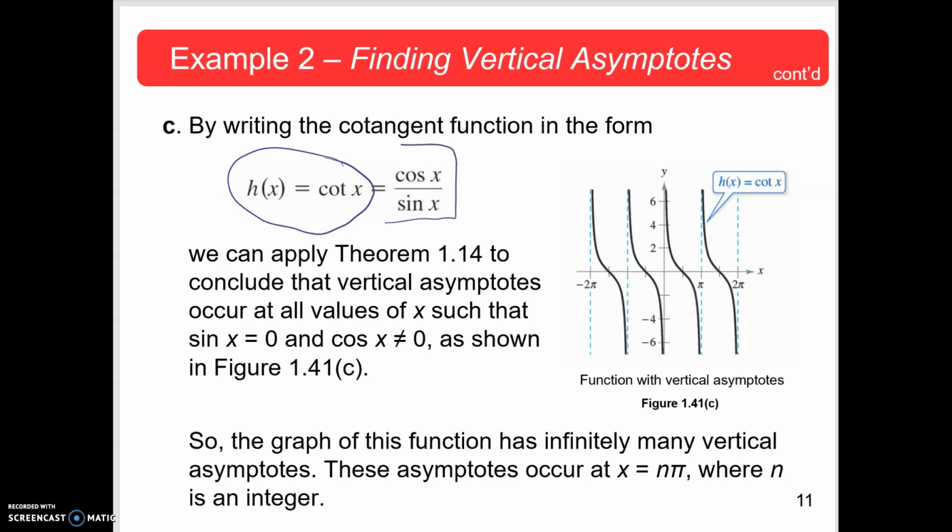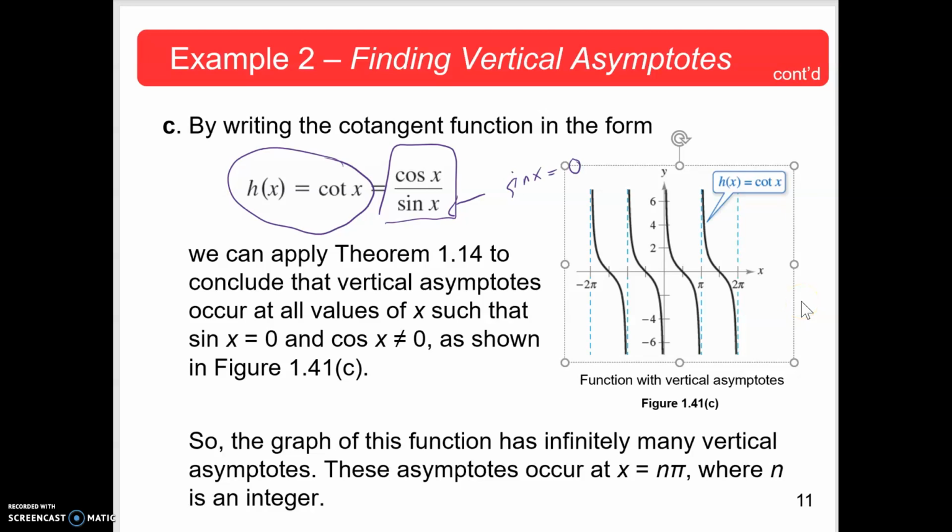So what we're saying here is everywhere the sine of x equals 0, you're going to have a vertical asymptote, because there's no cancellation going on in these functions. There are no common factors. So whenever the sine is 0 for your cotangent function, based on how we define it as cosine over sine, you're going to have a vertical asymptote. So you should know where the sine equals 0. Sine of 0 is 0. Sine of pi is 0. Sine of 2 pi is 0. So that means you have vertical asymptotes there.